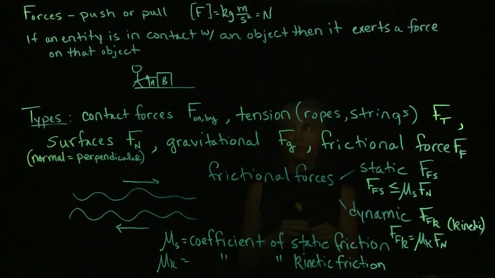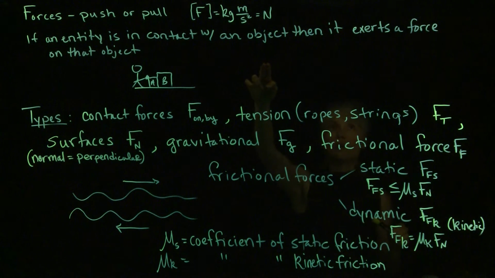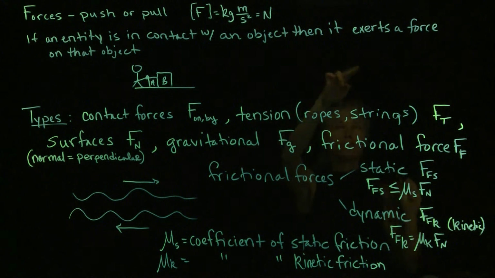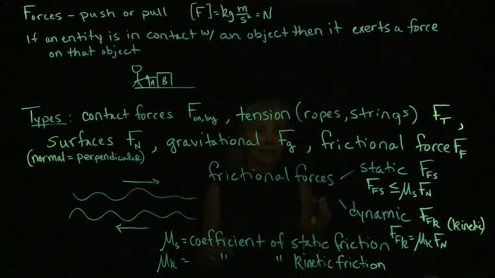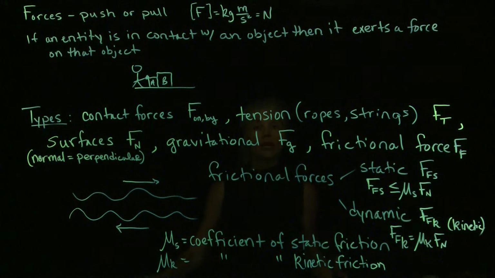and that collection of units is equal to a Newton. If an entity is in contact with an object, then it definitely exerts a force on that object. And that's how we're going to be able to identify forces acting on an object. We're going to look and see what is in contact with the object that we can see with these detectors that are built into our head. All the entities that are in contact with that object will be exerting a force.